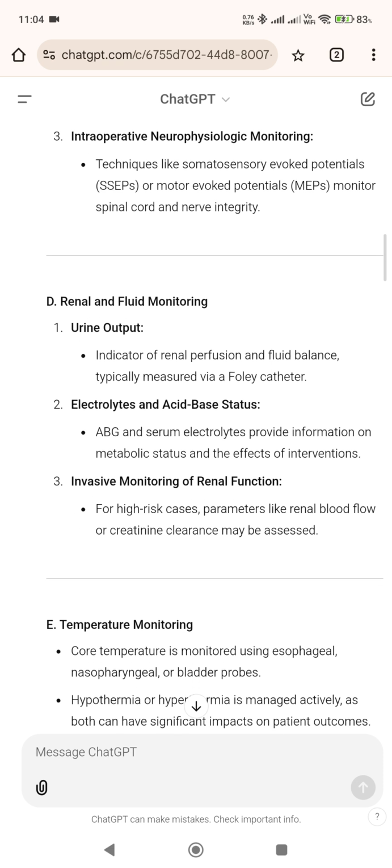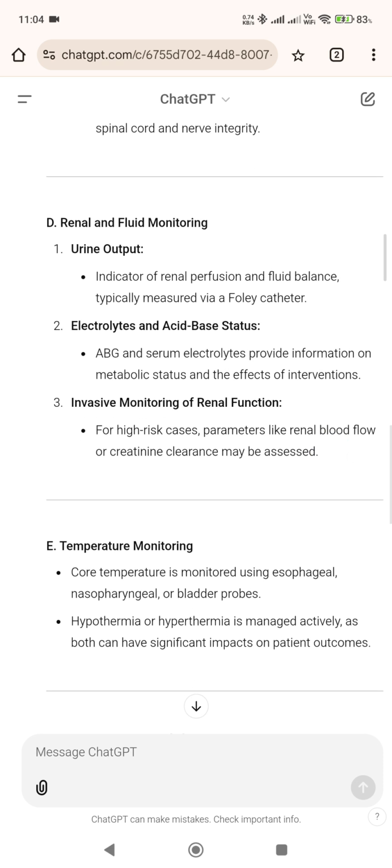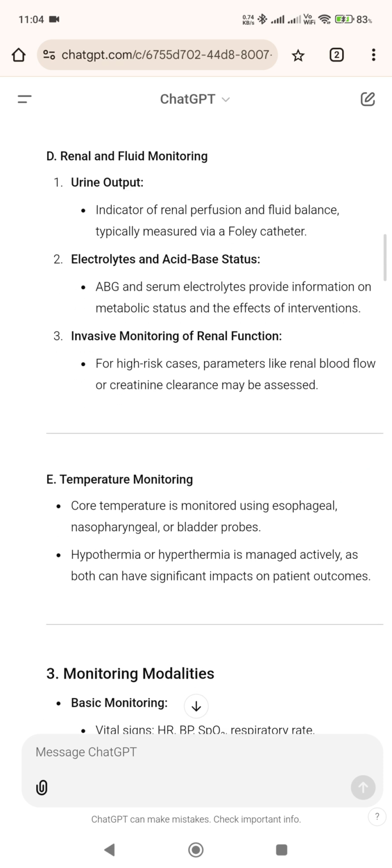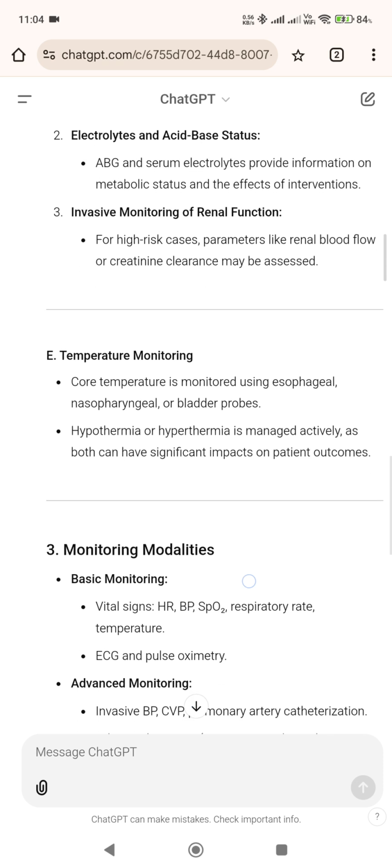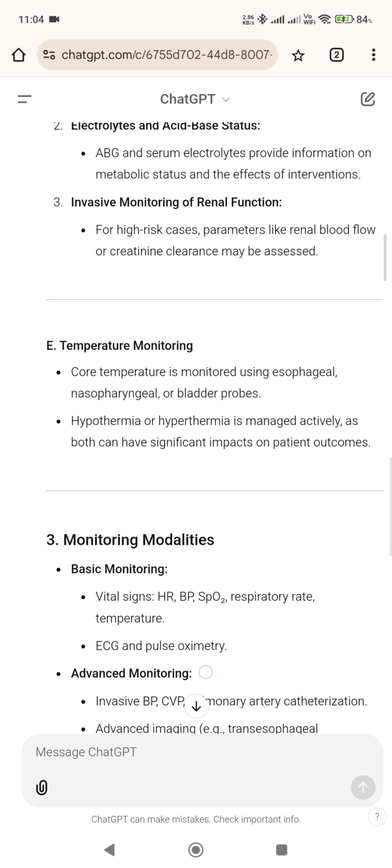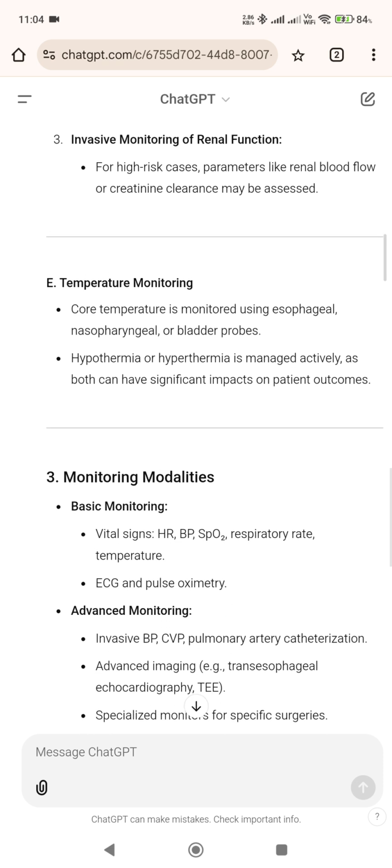D. Renal and fluid monitoring. 1. Urine output, indicator of renal perfusion and fluid balance, typically measured via a Foley catheter. 2. Electrolytes and acid-base status. ABG and serum electrolytes provide information on metabolic status and the effects of interventions. 3. Invasive monitoring of renal function. For high-risk cases, parameters like renal blood flow or creatinine clearance may be assessed.